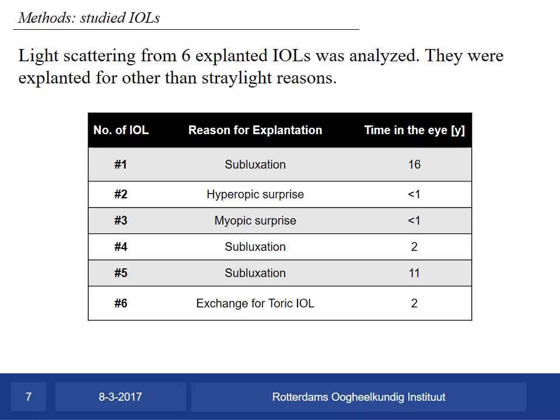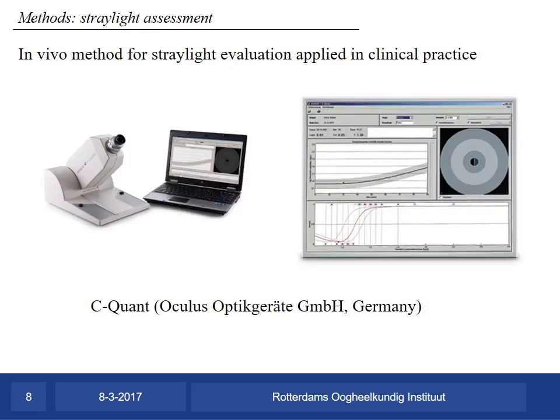To address this question, we measured straylight of 6 explanted intraocular lenses that were removed from the eye for other than straylight reasons, such as subluxation or postoperative refractive error. For straylight measurements, we used this device, that is the C-Quant straylight meter. This instrument was designed to assess in vivo straylight of the eye.